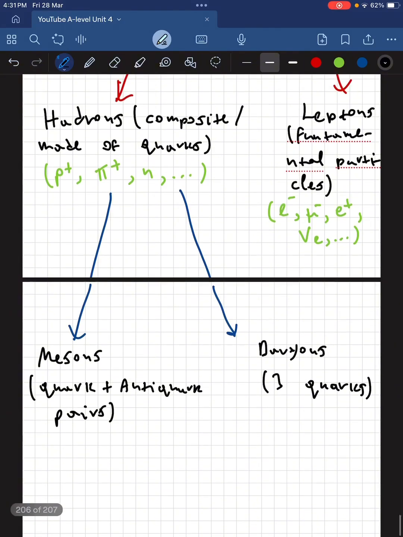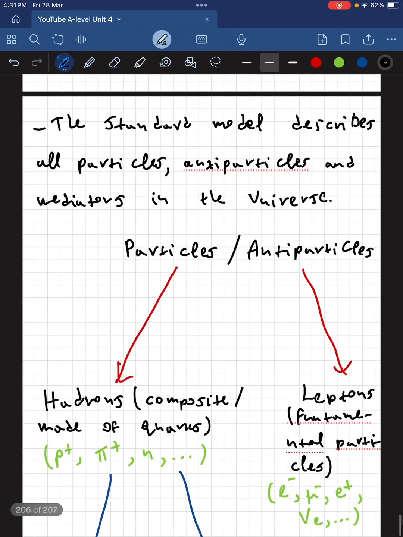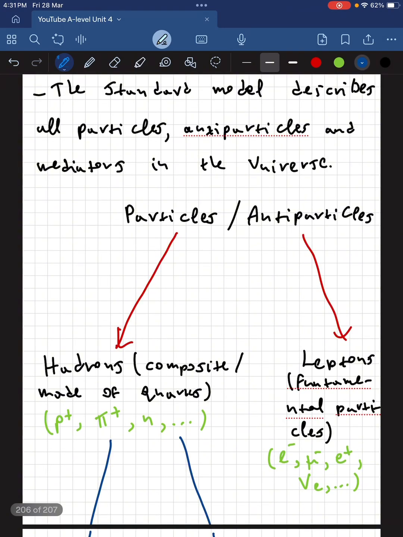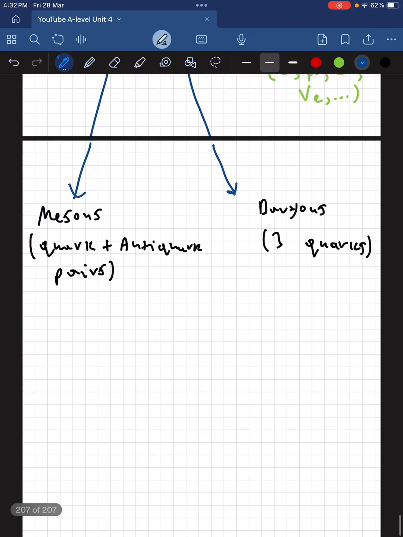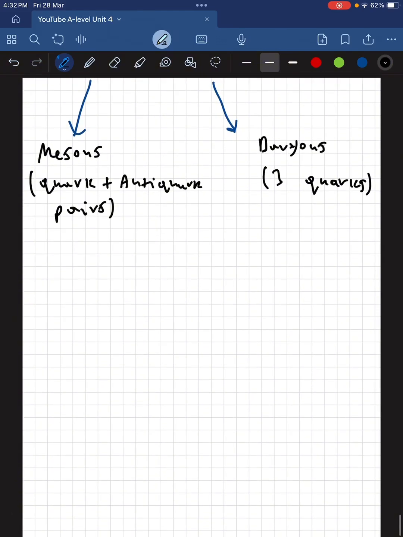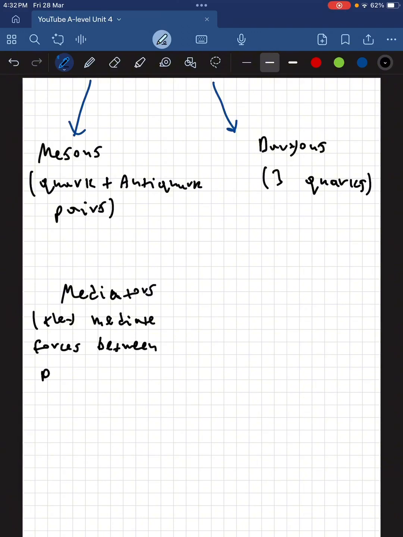All right, so we covered particles and antiparticles, right? But remember, when we started talking about this, we said that the standard model describes particles, antiparticles, and mediators. So what are mediators? Let's go talk about them and define them briefly too. So mediators (in parentheses) mediate forces between particles.